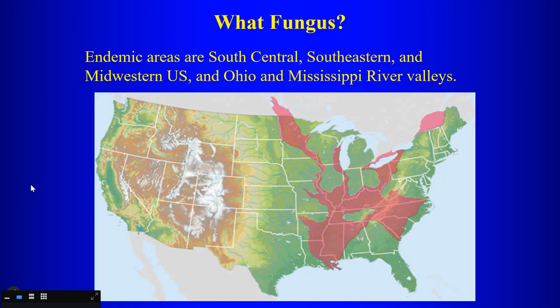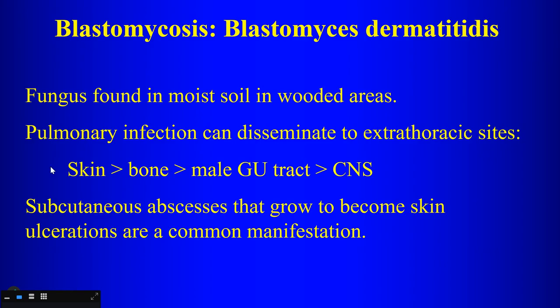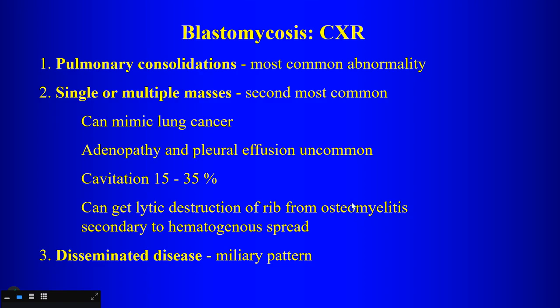What fungus? Blastomycosis. Yes, one left. So blastomycosis. So endemic areas outlined there. And so it's found in moist soil, wooded areas. Pulmonary infection here can disseminate to extrathoracic sites. So skin, bone, especially the bone, and then these other areas. Subcutaneous abscesses grow to become skin ulcerations, a common manifestation of this infection.